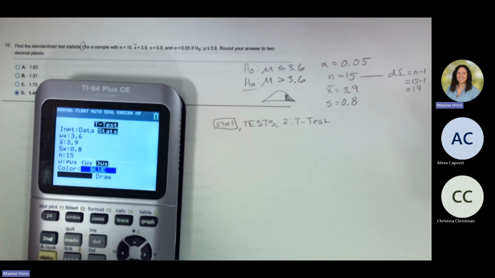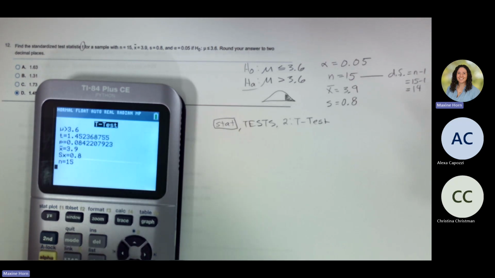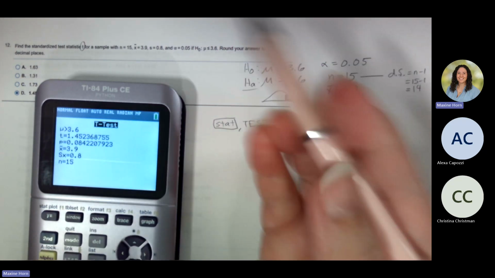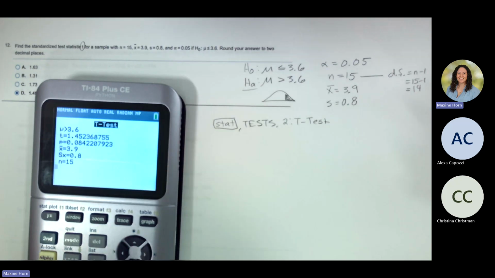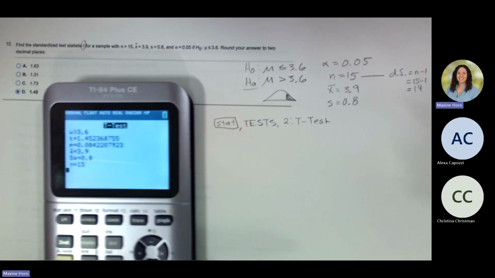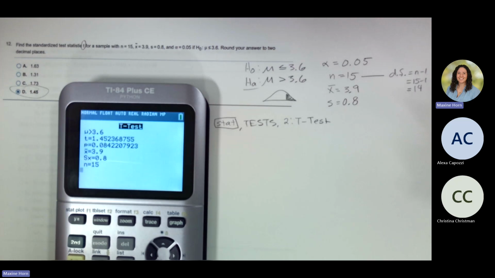And then we go down to calculate. All they wanted here was the standardized test statistic, the t-value. So we have this t-value right here of 1.45. Sorry, you can't see that. That's how we get the 1.45.